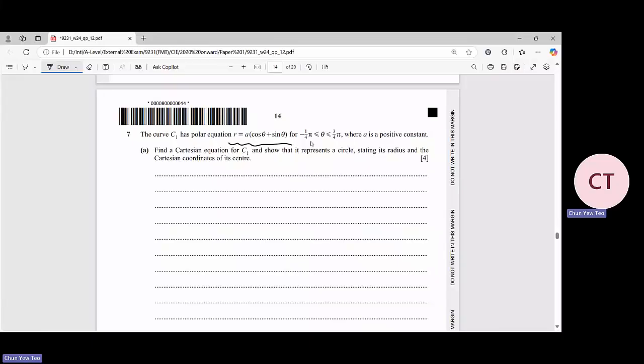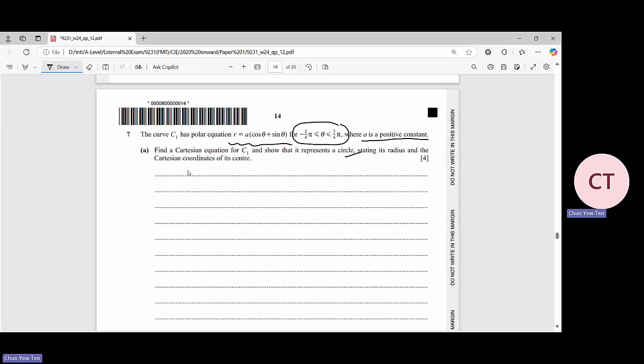Equations r equal to a(cos theta plus sin theta) for negative pi over 4 to 3 pi over 4, where a is a positive constant. Part A, find the Cartesian equation of C1 and show that it represents a circle, stating its radius and the Cartesian coordinates of the center.